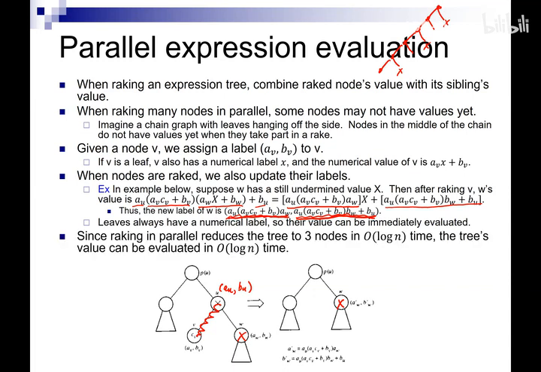Okay, so then eventually we're going to reduce the tree down to 3 nodes, and this is going to take log time, and at that point we can directly get the value of the node of this entire tree. So therefore we can evaluate the tree's value in log n time, right? Because in log n time you can rake down to 3 nodes. And each time you do the raking, we need to just compute these new values, but this can be computed in constant time.